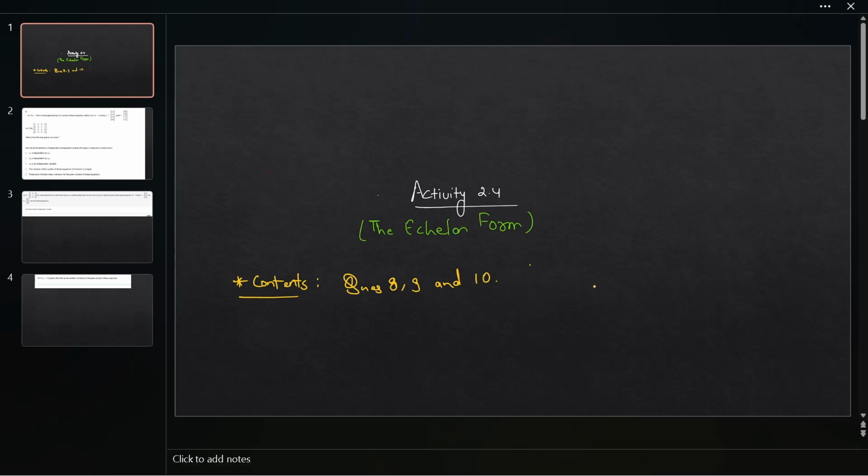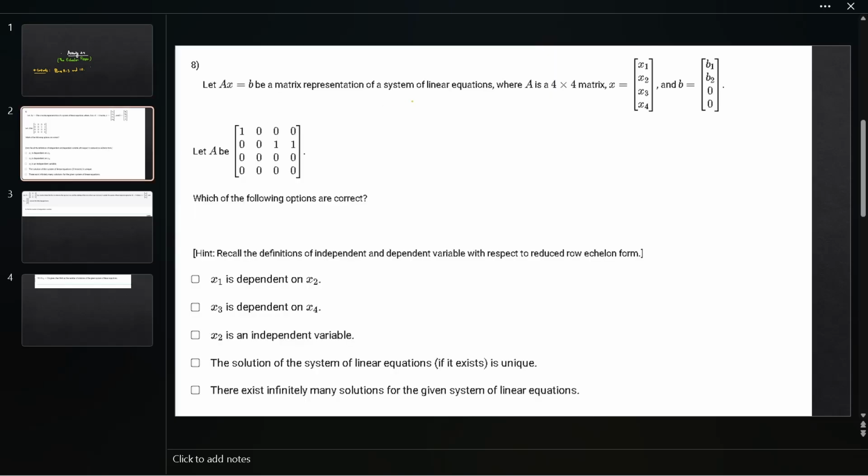Welcome everyone. In this video, we'll be discussing the remaining three questions of activity 2.4. So let's start with question number 8. In question number 8, we are given a system of linear equations where B is partially known. We have B1, B2, but B3 and B4 are 0. And again, A is a coefficient matrix over here.